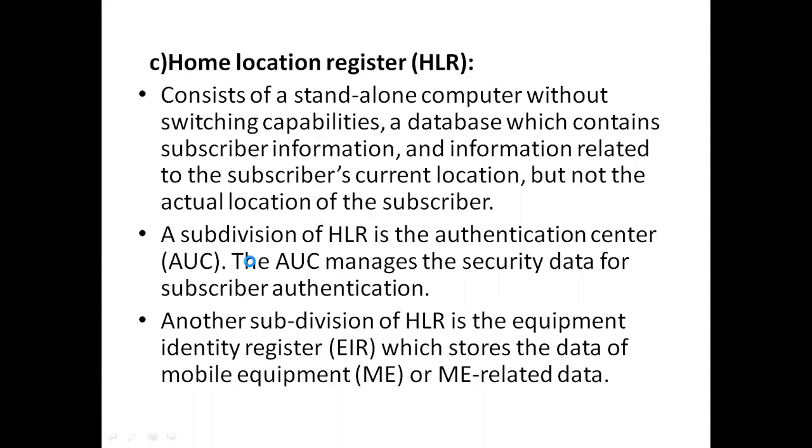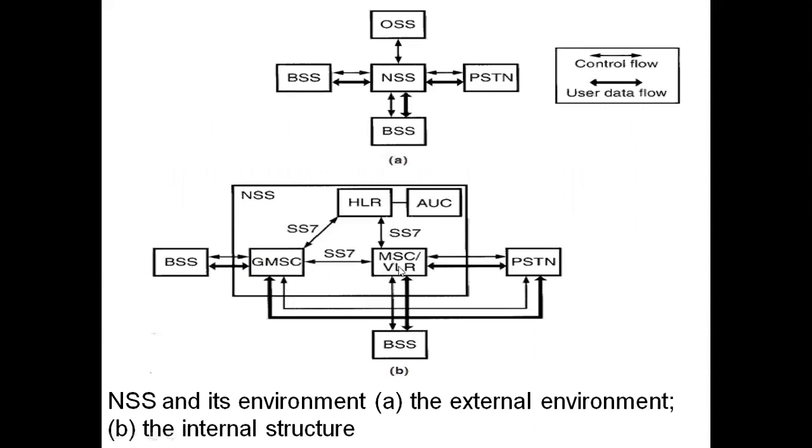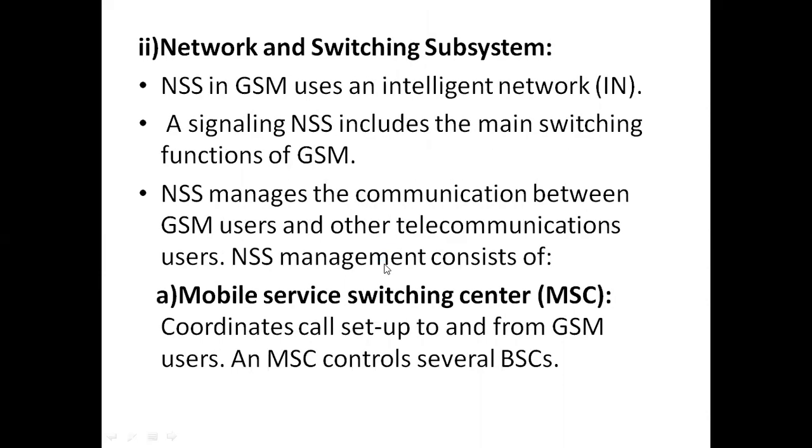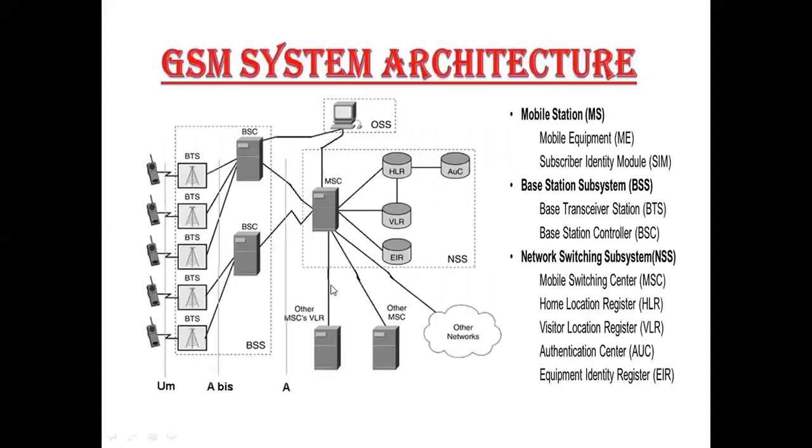If you see the figure, this is the MSC. It links to one or more MSCs. So this is the figure. This is our mobile station, we know. And this is the base station subsystem, the second one. This is MS and this is BSS. And this is the third one, NSS. Okay. NSS consists of MSC, HLR, VLR, AUC, and EIR.